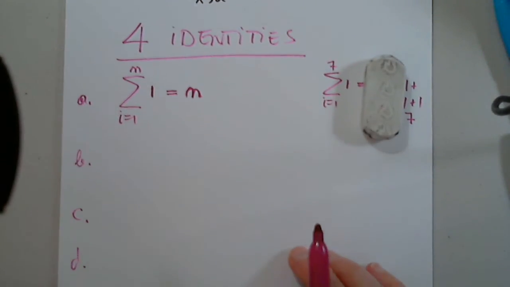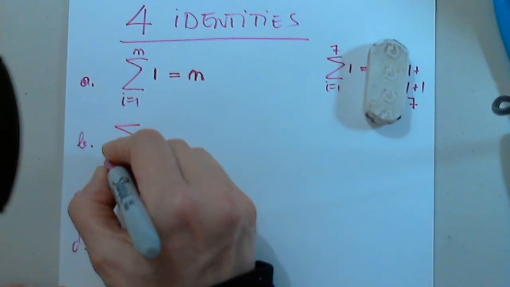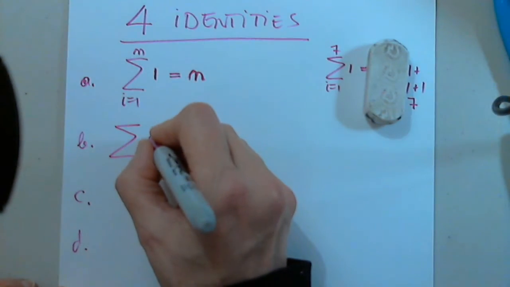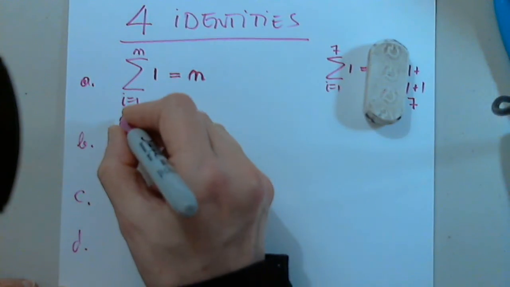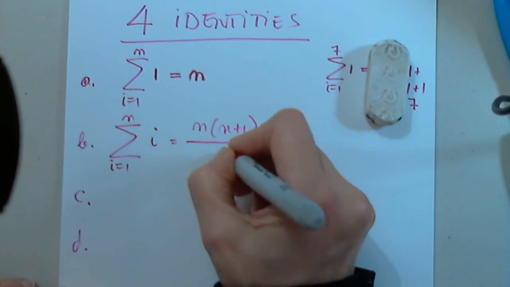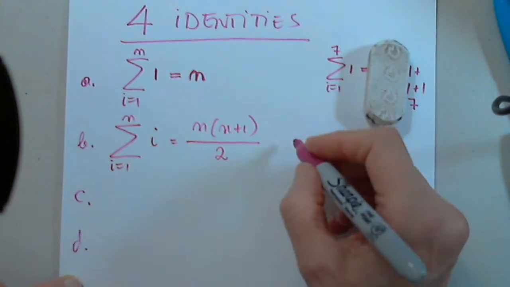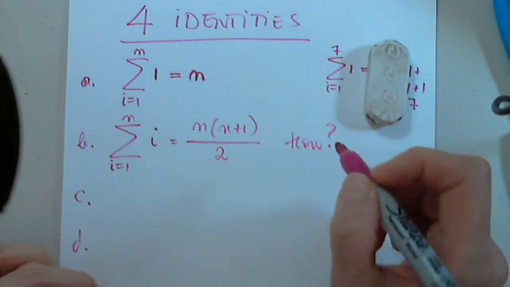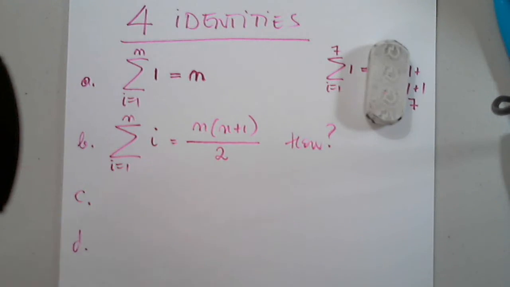Good. On the other two, we cannot guess. So the sum of i, when i equals 1 through n, I will give you the formula: n times n plus 1 divided by 2. If you ask how, I can show you using mathematical induction.